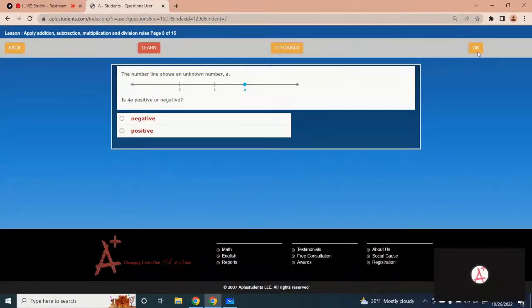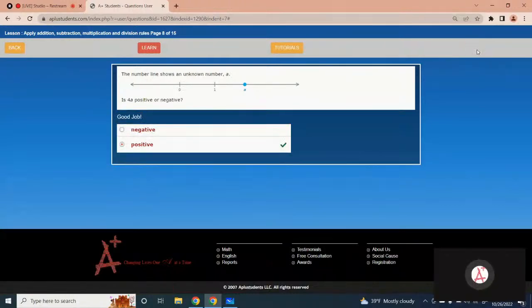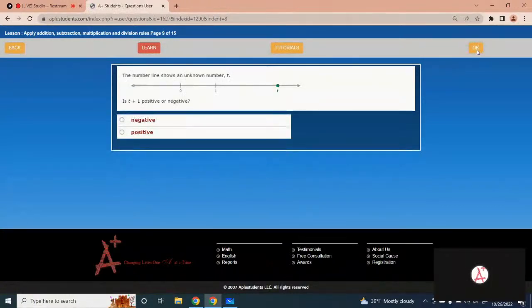Okay, the number line shows an unknown number a. Is 4a positive or negative? 4a is also a positive number. Got it? Because a is positive, so 4a is also positive. Got it? Okay, the number line shows an unknown number t. Is t plus 1 positive or negative?